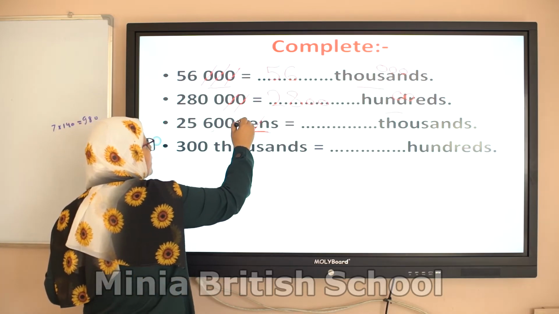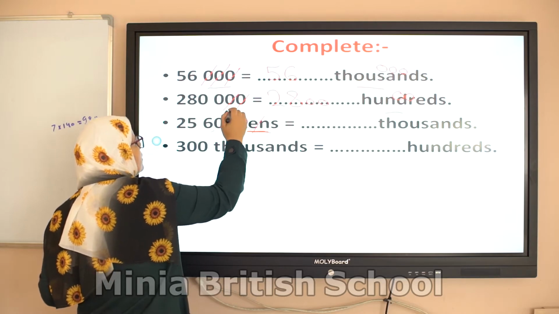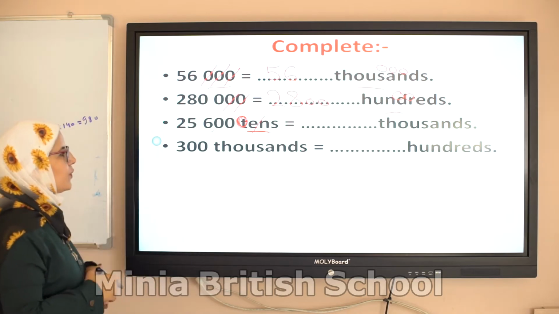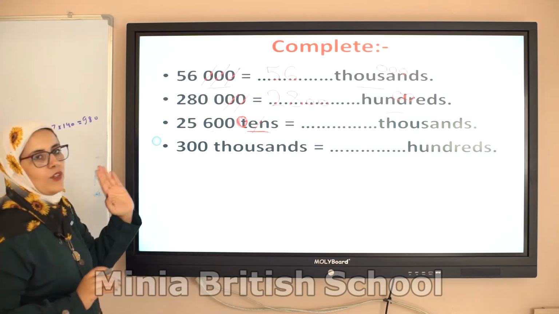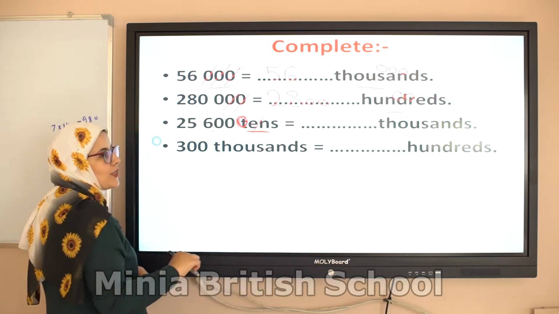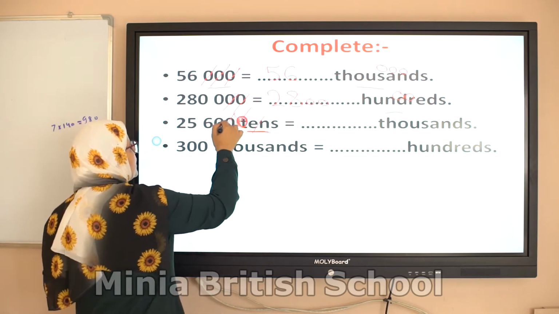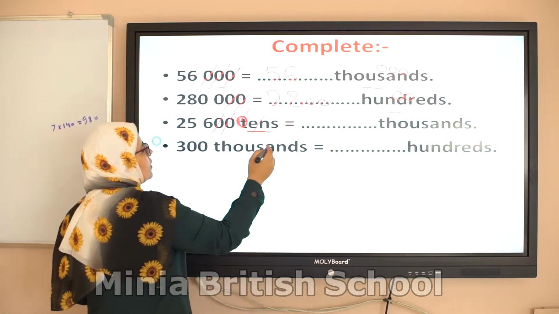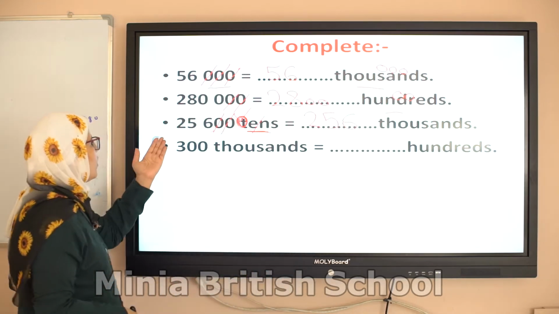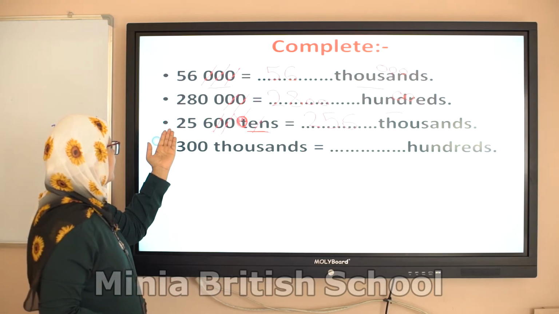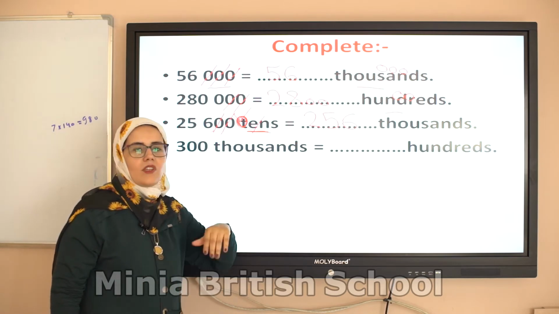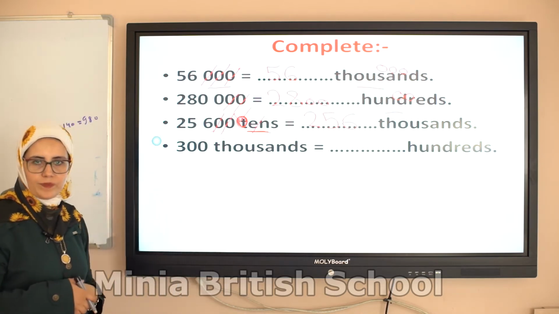So I will put 0 here, because tens mean 0. I will put 0 beside this number. Okay, that's it. This is the meaning of tens. Then I have on the other side 1,000, and the 1,000 means I have to cancel 3 zeros. So I will cancel now 3 zeros. So it will be 256. So 25,600 tens equal 256,000. This part equals this part now.